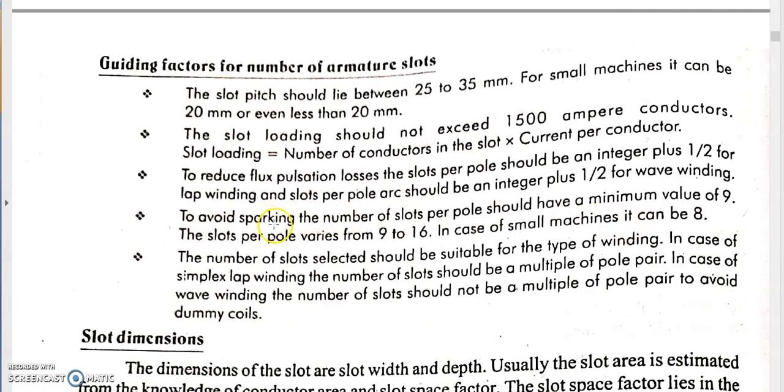And then to get the better commutation, the number of slots per pole range is 9 to 16. So we will be starting with 9, but if it is a small machine we will start with 8. So this integer in this third criteria is 9 or 8, depends upon the capacity of the machine. So we will be selecting 9 as the integer and plus 1 by 2. Suppose if it is a lap winding, then we will be calculating slots per pole by this formula by choosing the value of integer as 9. So this condition will be verified, and the final condition is to check for the number of slots.